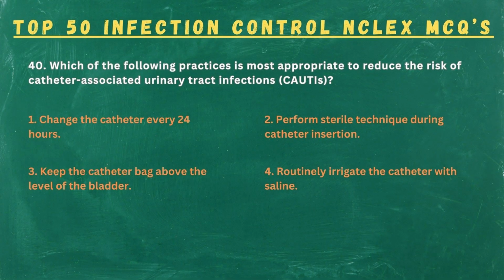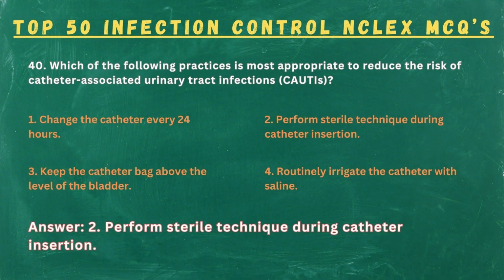40. Which of the following practices is most appropriate to reduce the risk of catheter-associated urinary tract infections, CAUTIs? 1. Change the catheter every 24 hours. 2. Perform sterile technique during catheter insertion. 3. Keep the catheter bag above the level of the bladder. 4. Routinely irrigate the catheter with saline. Answer: 2. Perform sterile technique during catheter insertion.